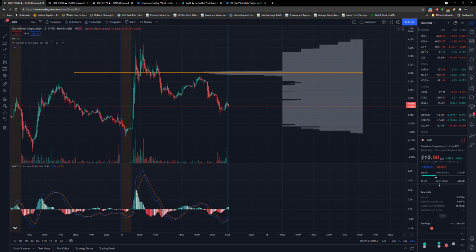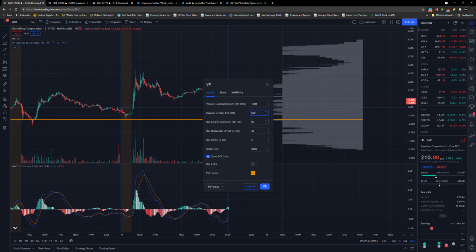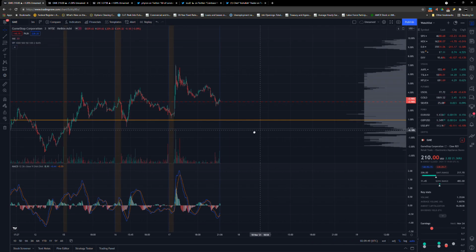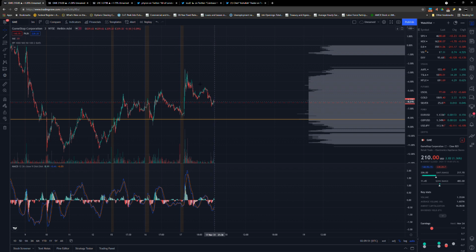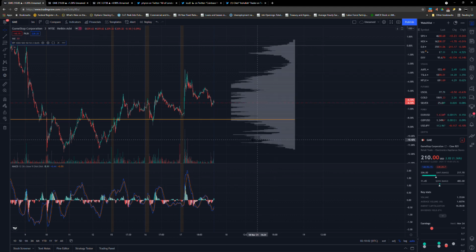Okay, so for volume profile, go to this gear icon. Let's just max all of this stuff out pretty much, except for bar width. Leave that normal. And where'd it go? Okay, I set it back too much. What is that? Horizontal offset. Leave that at 50. There we go.